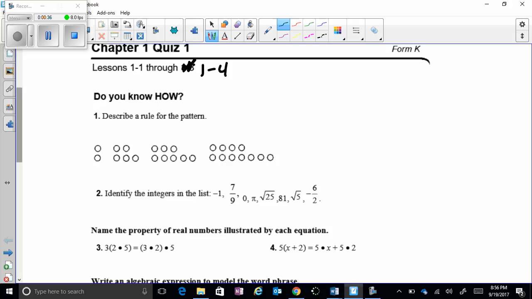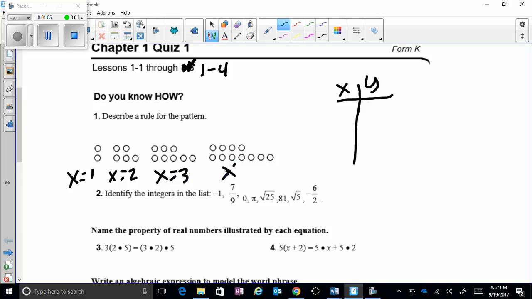of question. So the first one, you're going to find a rule for each pattern. You can make a t-chart if you'd like to, because that's what a rule does. It shows a relationship between two things. Usually we use x and y. So we can let x equal the figure number, and then y equal, in this case, the number of circles. And then we can see if we can find a rule that would show, if we wanted to figure out how many circles there were in the 7th or 8th figure, we can just plug it into our rule and we would know how many there would be.